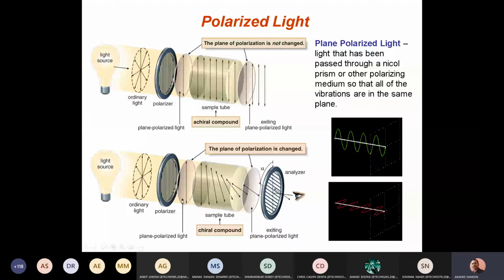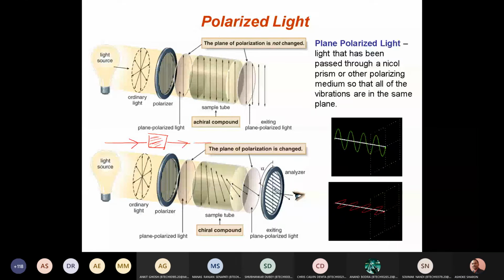Your light source is giving you light. Your light is coming like this and you have a sample here. Now, when the light passes through and goes straight, it means your sample doesn't have any effect on the light. So that compound doesn't have any role with plane polarized light.